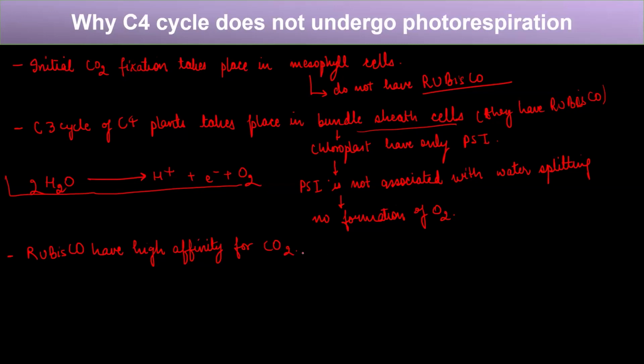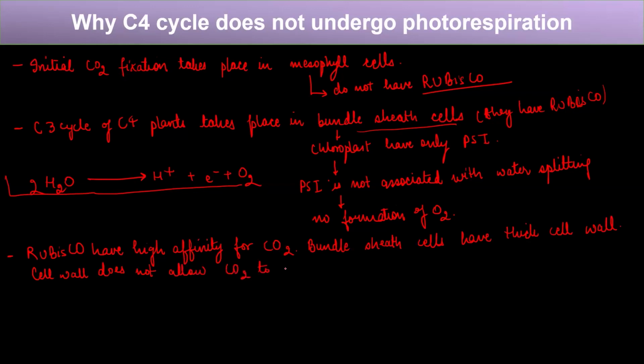So if we bring together all the points, what we can write is that Rubisco has high affinity for carbon dioxide, and these bundle sheath cells have a thick cell wall. So the cell wall does not allow carbon dioxide to escape. The carbon dioxide will not escape, and it will lead to an increase in the concentration of carbon dioxide, and ultimately it is only the carbon dioxide that will bind to Rubisco. And if carbon dioxide binds, photorespiration does not take place.